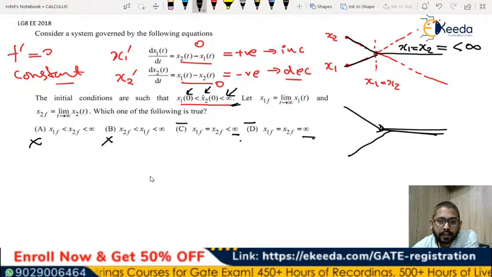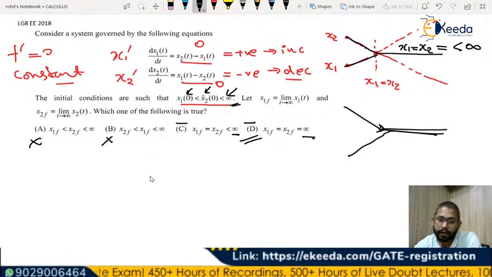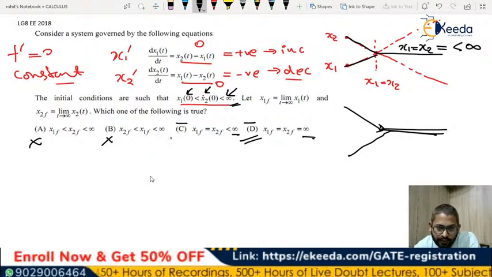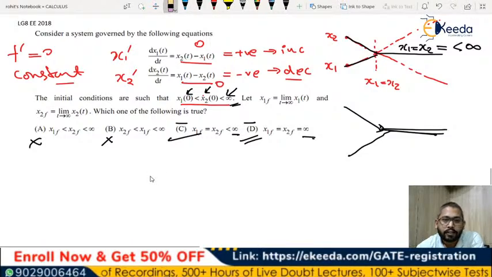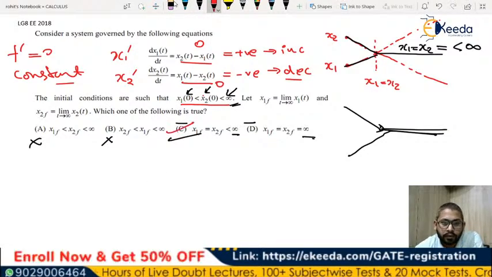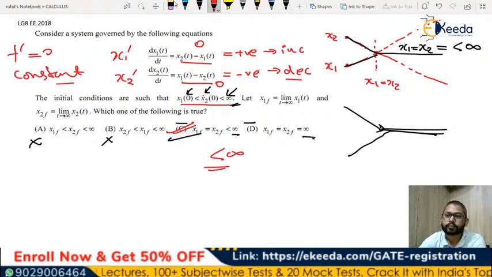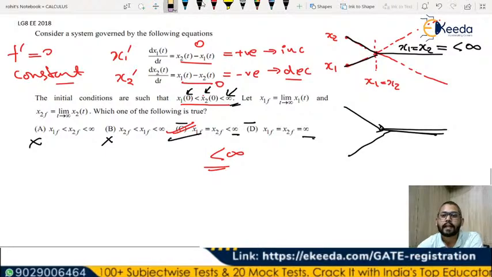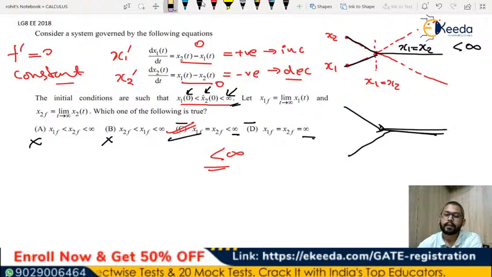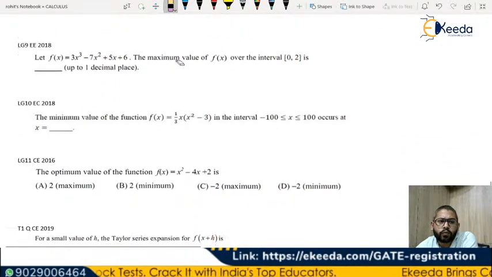So that means D is the answer. C is not the answer. D, sorry, correct. No. C is the answer. D is not the answer because it is not going to be infinity. It has to be less than infinity. So C is the answer. Equal to in the sense less than that, right? This is done. Let's move to the next question then.